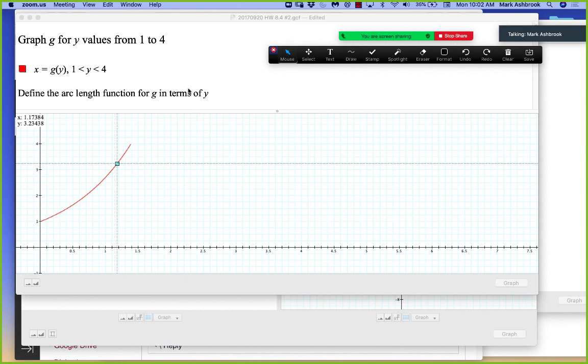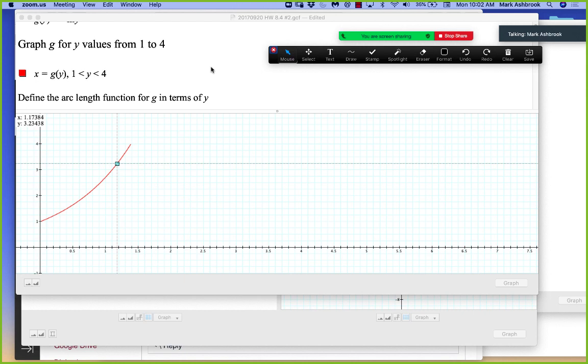So now I want to define the arc length function for g in terms of y. So now again, my independent variable being y, and I want an arc length function. So let's write that out, and then I'll reveal it. I think I've already got it in there. So we are going to use little s, and we're going to use our two argument notation, a, and what's going to be our independent variable? Y. Y now, okay, and that's going to be the integral from a to y of what? What's our rate of change of arc length?